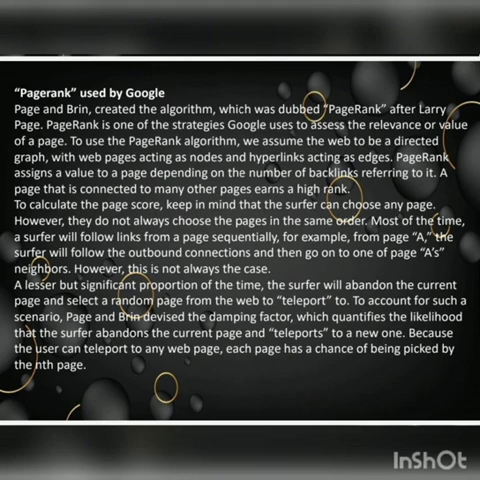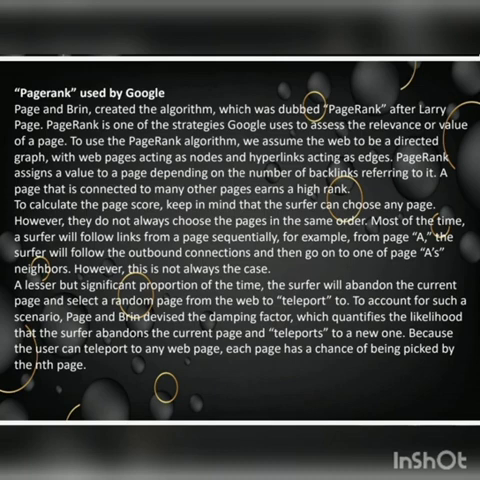Third one is PageRank used by Google. Page and Brin created the algorithm, which was dubbed PageRank after Larry Page. PageRank is one of the strategies Google uses to assess the relevance or value of a page. To use the PageRank algorithm, we assume the web to be a directed graph, with web pages acting as nodes and hyperlinks acting as edges. PageRank assigns a value to a page depending on the number of backlinks referring to it. A page that is connected to many other pages earns a high rank.